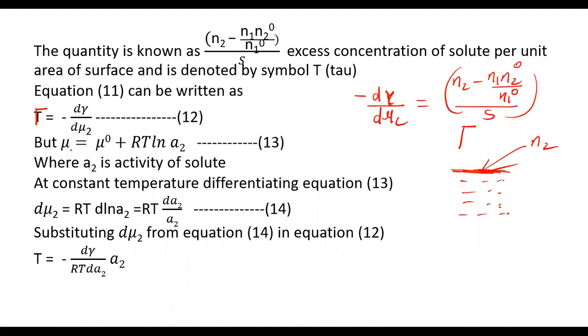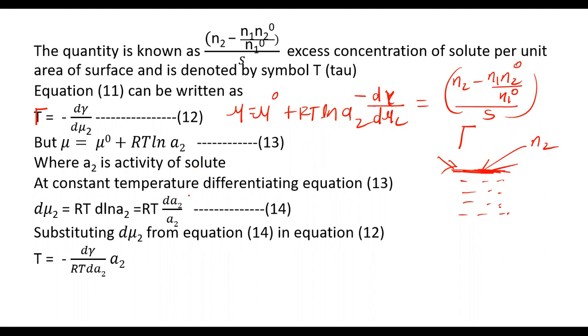According to the definition of the chemical potential, mu is equal to mu 0, the standard chemical potential, plus RT ln A, where A is the activity. Because we are adding the solute here, let us convert this to A2. So mu equals mu 0 plus RT ln A2, where A2 is the activity of the solute. This is our equation 13.